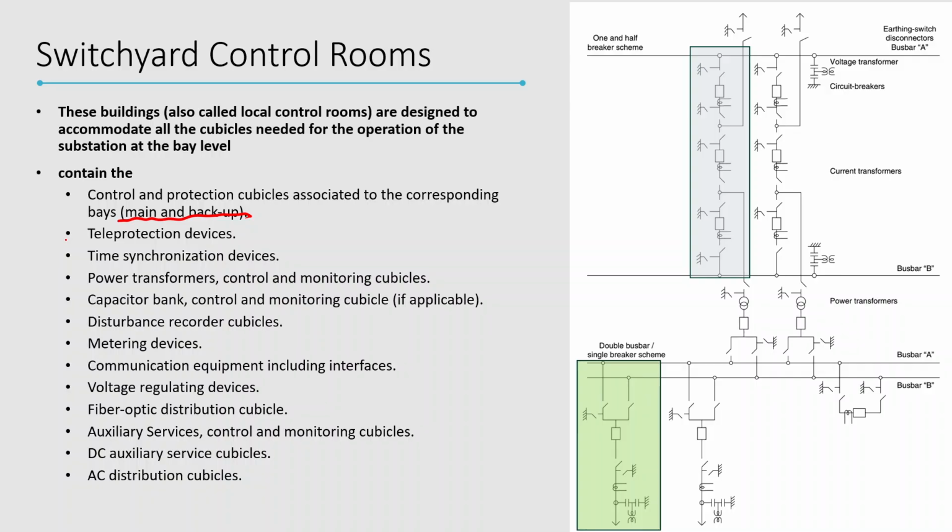And any teleprotection devices, time synchronization devices, power transformer control and monitoring cubicles, capacitor bank control and monitoring cubicles, and disturbance recorder cubicles, metering devices, the communication equipment including the interfaces, and voltage regulating devices, fiber optic distribution cables. All these things are located in the switchyard control room. So you may have at least one for each bay that you have identified.